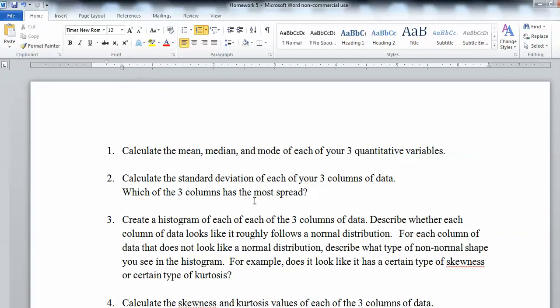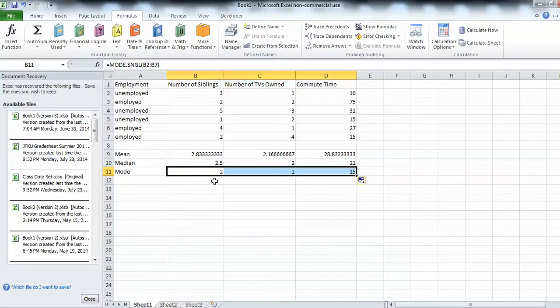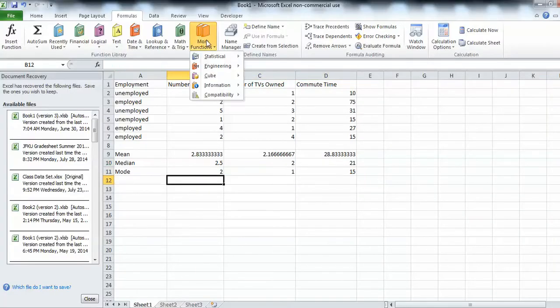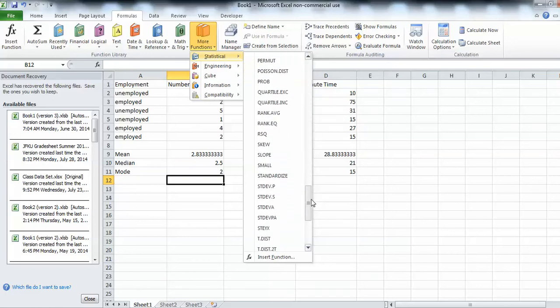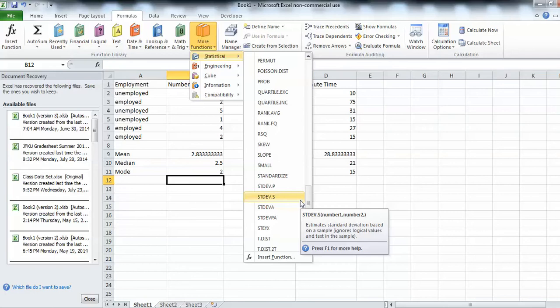The next one says calculate the standard deviation of each of your 3 columns of data. And then it says which of the 3 columns has the most spread. To get the standard deviation, just go up here, statistical, under more functions, and then go down to STDEV. Now the one that you choose depends on whether your data came from a sample or from an entire population. You have to think about which one you collected data from.